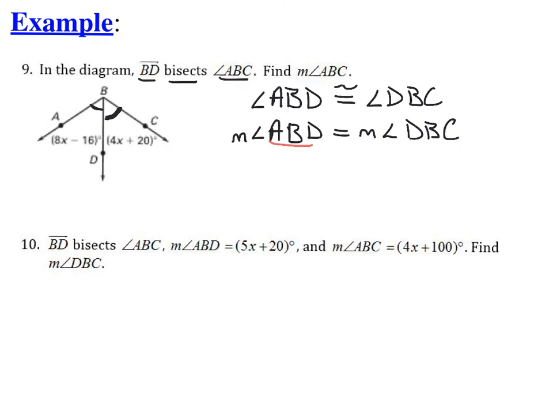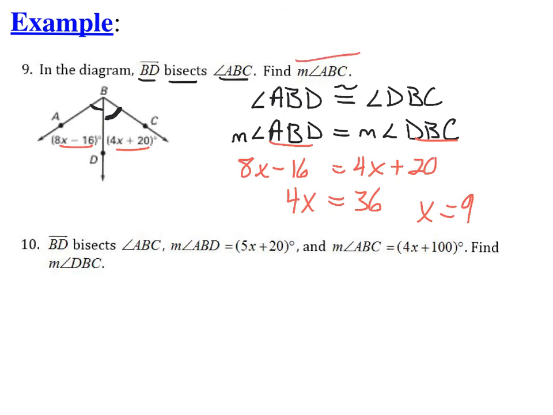So on the left we have ABD, which is 8x minus 16. And on the right we have DBC, which is 4x plus 20. So it looks like I end up with 4x equals 36, and in this case x equals 9. And what they want is the measure of angle ABC. So I'm going to take 9 and plug it in for both of these x values. So we end up with 56 on the left-hand side and 56 on the right-hand side, which is what I expected. They should be equal.